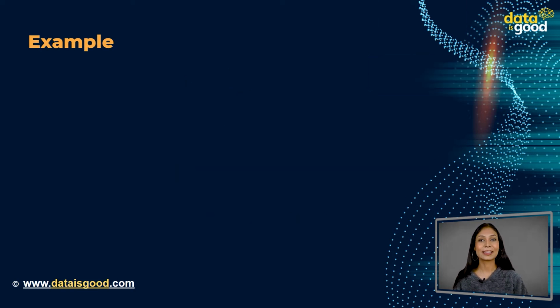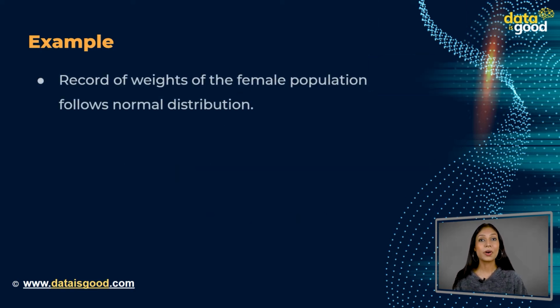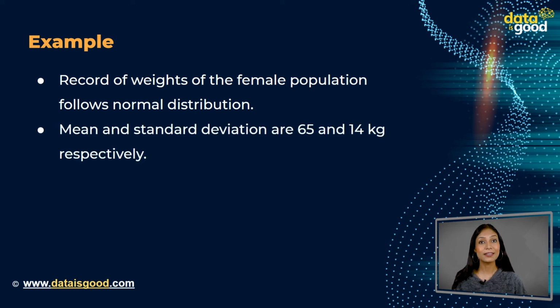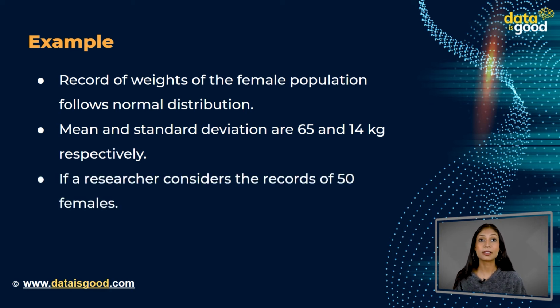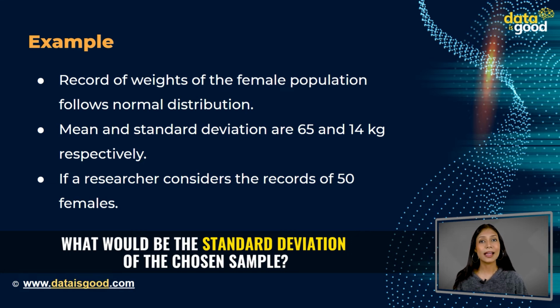Now let us look at an example. The record of weights of female population follows normal distribution. Its mean and standard deviation are 65 kgs and 14 kg respectively. If a researcher considers the records of 50 females, then what would be the standard deviation of the chosen sample?